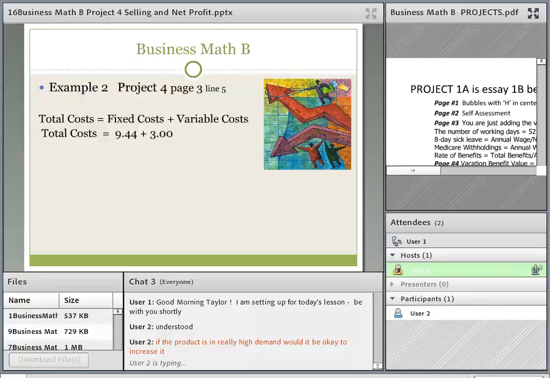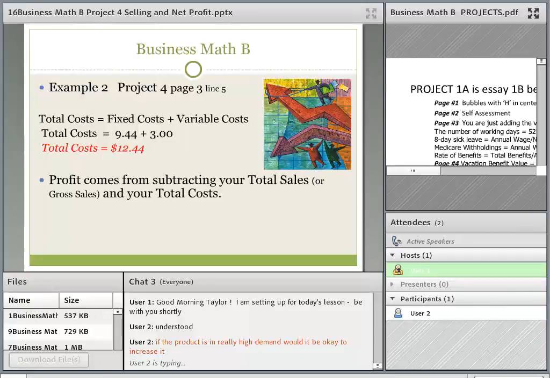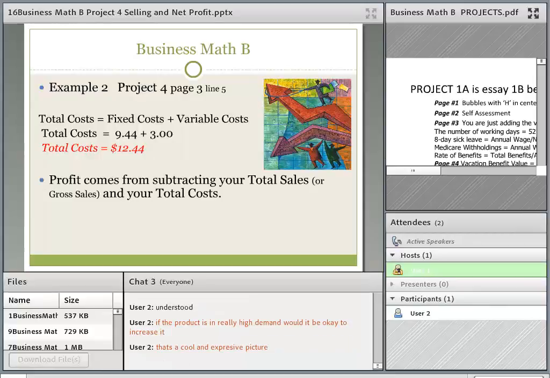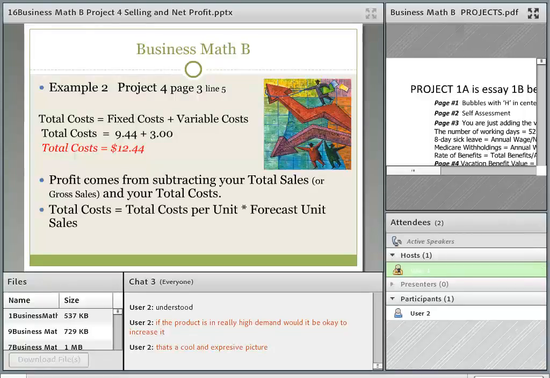So total cost will be... remember, your profit comes from subtracting your sales or gross sales and your total costs. In your total costs, you can actually take how much it costs per unit for one and multiply it by the total of sales, and that'll give you how much all of the total costs are.